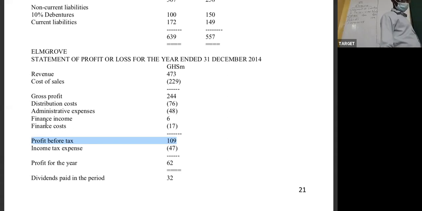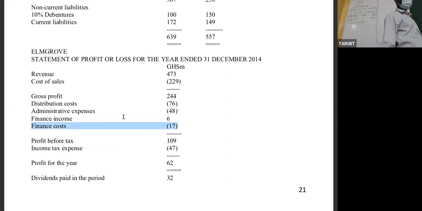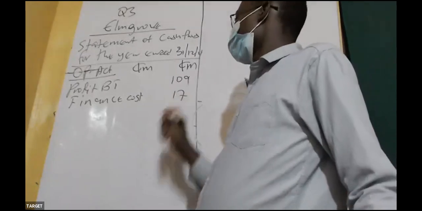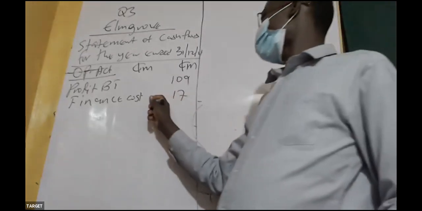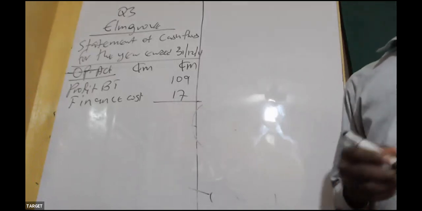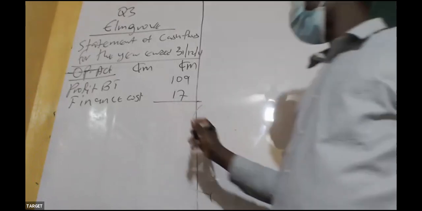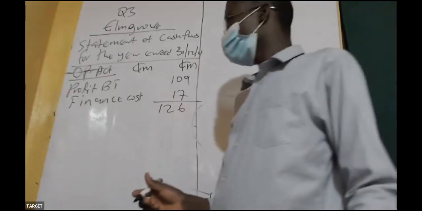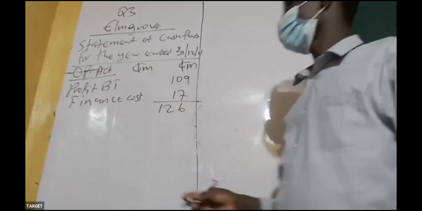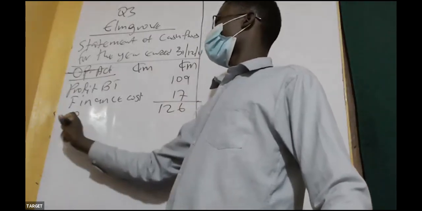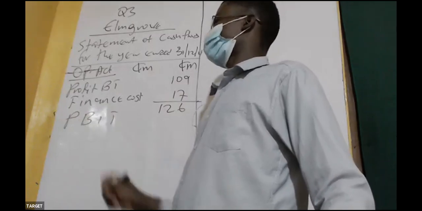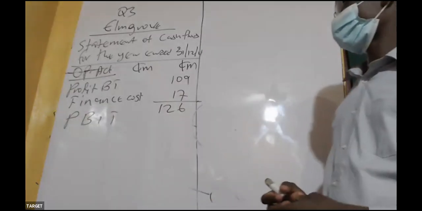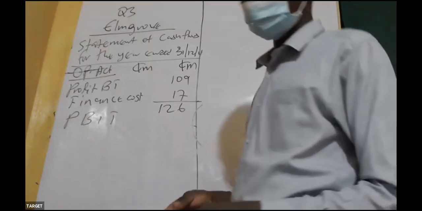Now the finance cost from the P&L happens to be 17. So add back the finance cost. When you add back, 126. We can call it profit before interest and tax. This one gives us profit before interest and tax. That is a profit, 126.